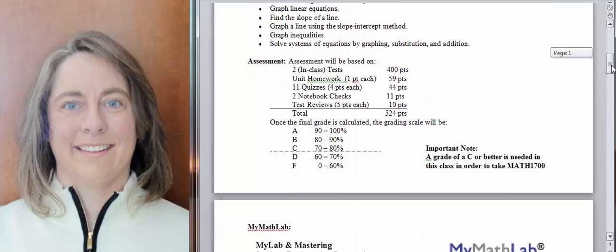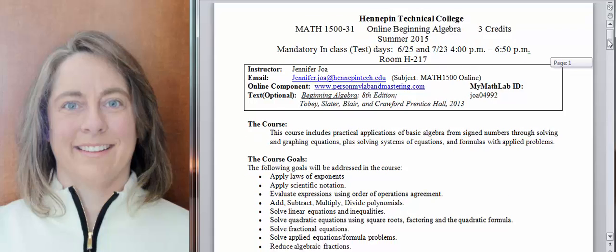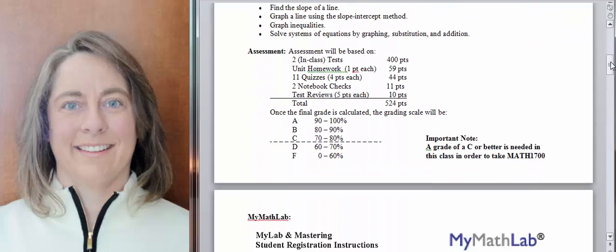As far as the grading, there will be a few different things that you are graded on. The largest portion of your grade will be on the tests. There will be 2 tests. As I stated, those 2 tests will be on June 25th and July 23rd. I just wanted to double check those dates. And those are 200 points apiece, so a total of 400 points. There is also homework that you will do each week, worth a total of 59 points. There are quizzes that you will do online, notebook checks, and test reviews, and all of these will be explained in more detail in a few minutes.